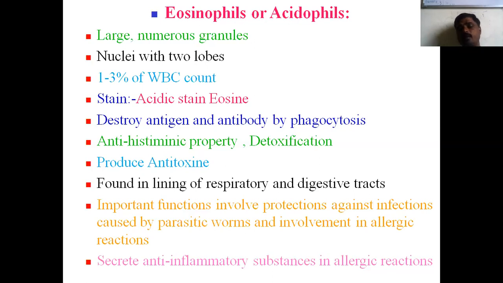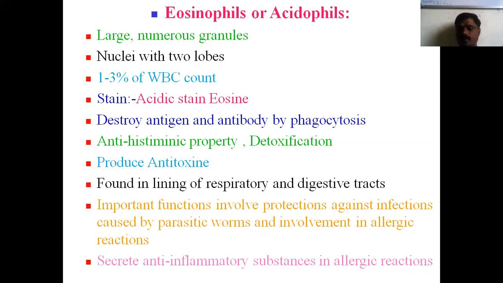produce antioxidants, antitoxins, found in lining of respiratory and digestive tract. Why is it so? Because the entry of pathogens is from the digestive tract and respiratory tract. You know the pharynx, larynx, and the tonsils are present inside the throat. Because it is found in that region, it is present in the lining of respiratory tract and digestive tract. As soon as the pathogen is inserted in our body, they trap that pathogen in the respiratory and digestive tract. Important function involved in protection against infection means it also protects against infection in our throat or in the digestive system or in the respiratory system.